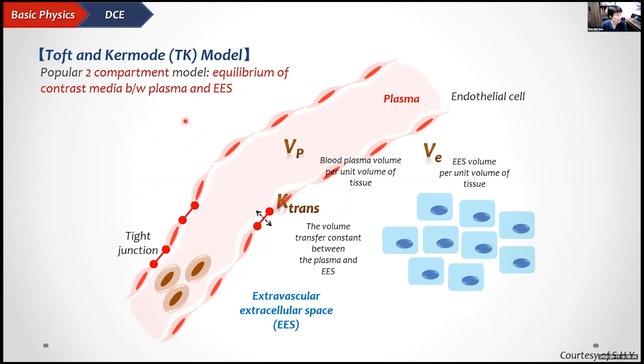To get the three parameters, you have to use a specific model. The most popular model used to derive the parameters is the Tofts model, where it assumes a two compartment model, with two compartments within the model. And it assumes the equilibrium of contrast media between the plasma and EES, as shown here.